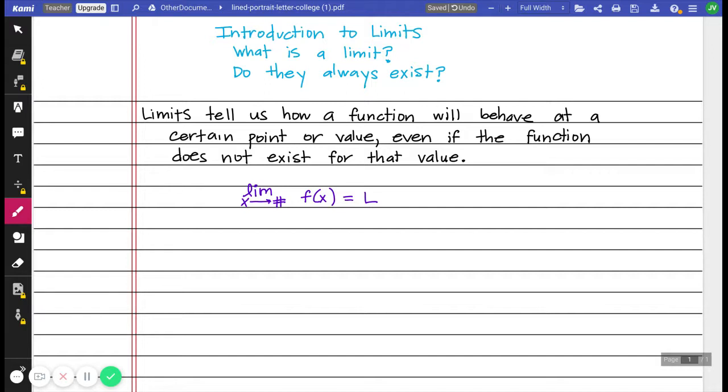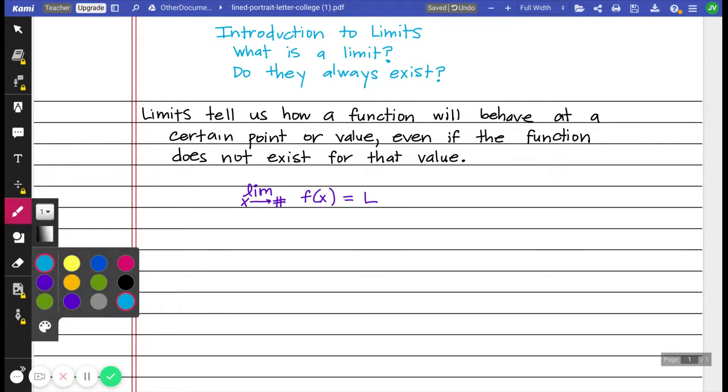That's the notation you're going to see, and there are some key parts. One is, what number is x approaching? What function are you talking about? And then what is the result? What is that capital L? So we're going to go through and look at two ways of dealing with these limits.